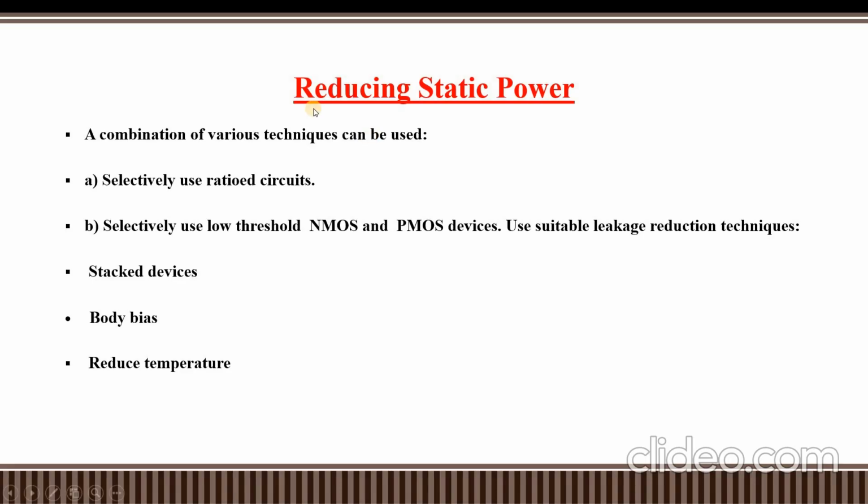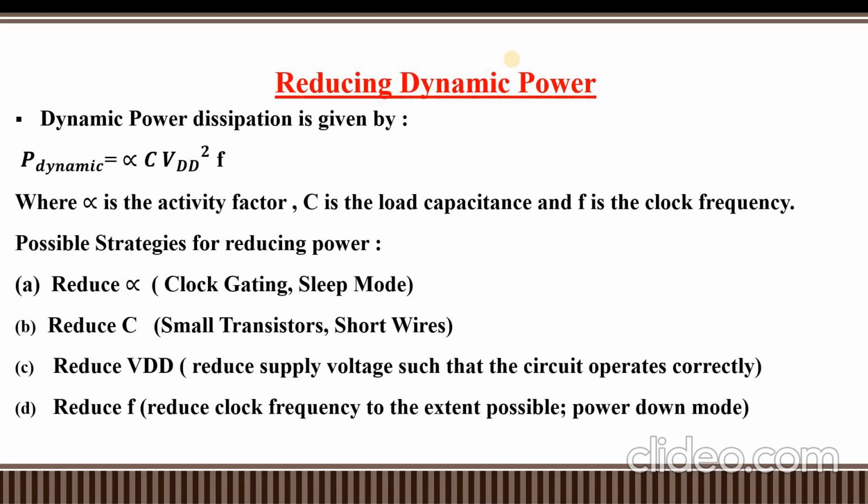And reducing static power. For reducing static power or leakage power, we have some more techniques, like selectively using ratioed circuits. Ratioed circuits are nothing but conventional CMOS circuits. And other techniques, like using stacked devices, body bias, and reducing the temperature. By using all these methods, we can reduce the static power. In this way, we can reduce the static power and dynamic power. So let us discuss all these techniques one by one elaborately.